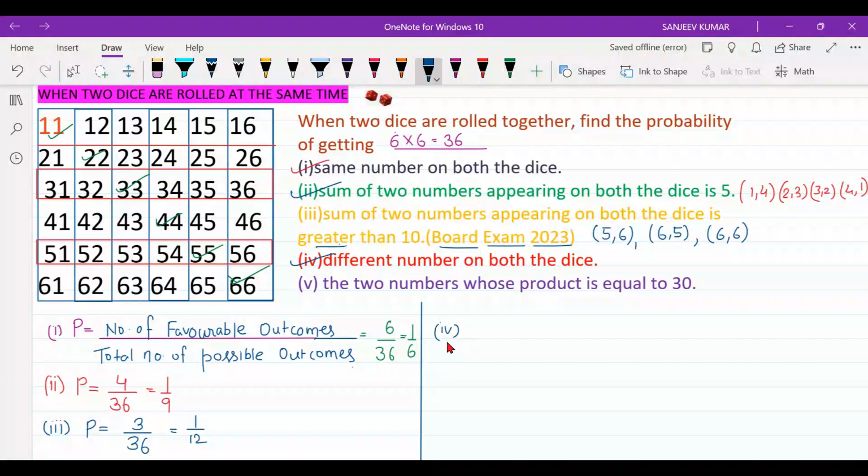Okay, coming to the second last question, the fourth question. In the fourth question, we have to get a different number on both the sides. What is the probability of getting a different number on both the sides? Okay, so same number on both the sides, how many have we seen? Same number on both the sides, there are 6. 1 2 3 4 5 6, correct.